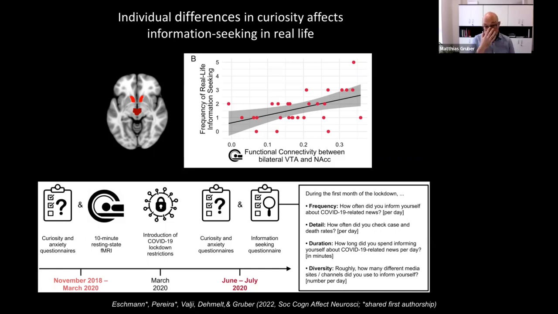So I should say that this study is not specifically about COVID or COVID-related news. What we did there is basically use information that was prevalent during that time, where we knew a lot of people would inform themselves about the pandemic situation. So it is quite interesting to see that these areas that we see in our trivia paradigm and lab-based studies also predict real-life information seeking out there in the world.